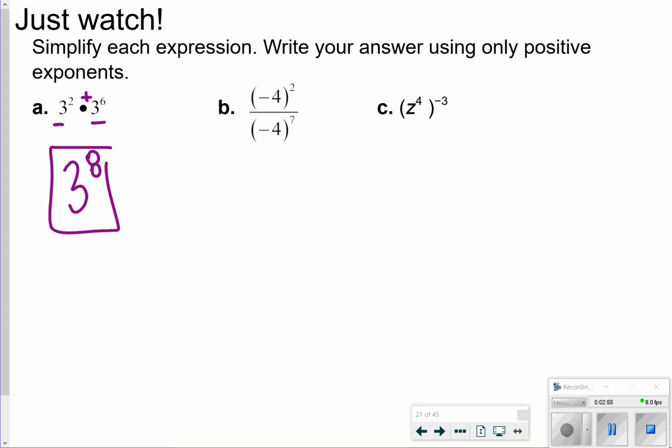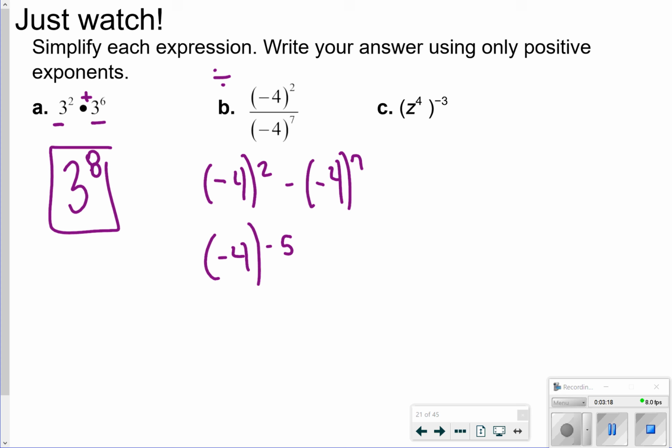For letter B, I have the same base. They are dividing. This is your division problem. So that means I can subtract. This is what that would look like. I would essentially be doing negative 4 to the second power minus negative 4 to the 7th power. 2 minus 7 does give me a negative 5. So I have this: negative 4 to the negative 5th power in parentheses.